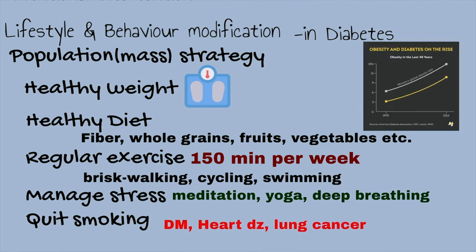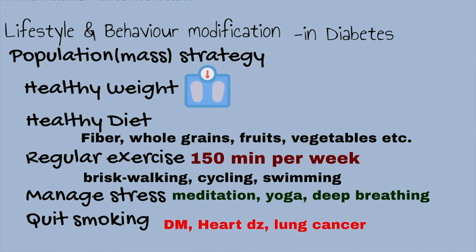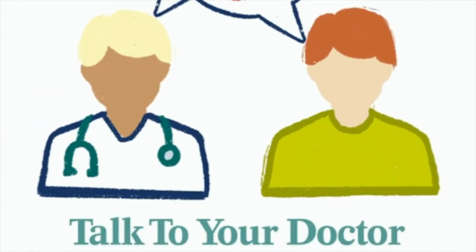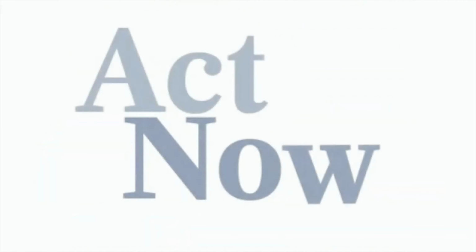Quitting smoking can help in preventing diabetes as well as other chronic conditions such as heart disease and lung cancer. Monitor blood sugar levels. If you have a family history of diabetes or other risk factors such as obesity or a sedentary lifestyle, monitoring your blood sugar levels can help you catch any abnormality at an early stage and take action to prevent the development of diabetes.